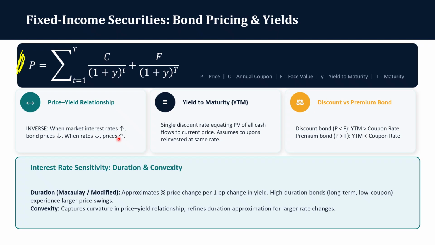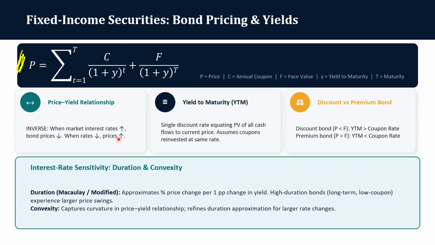Now, let us come to yield to maturity. What actually is yield to maturity? YTM, or yield to maturity, is a single discount rate that makes the present value of all future coupons and the face value exactly equal to the current market price of the bond. If the bond price is below the face value, a discount bond, its yield to maturity will be higher than its coupon rate.